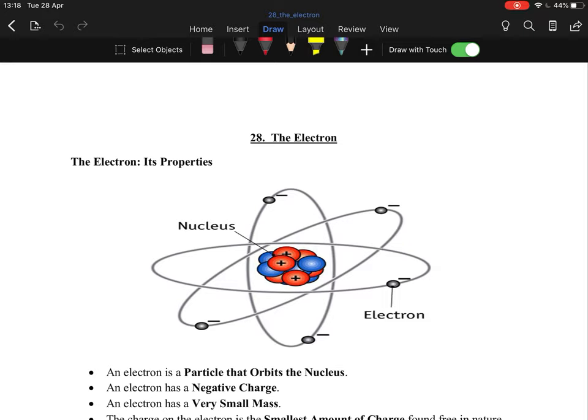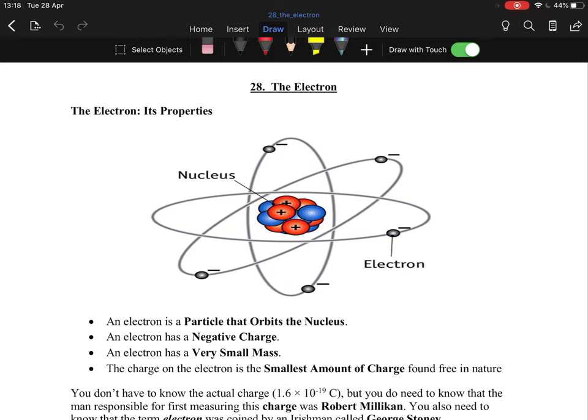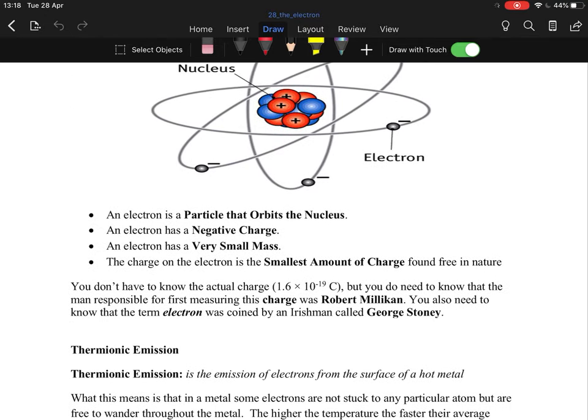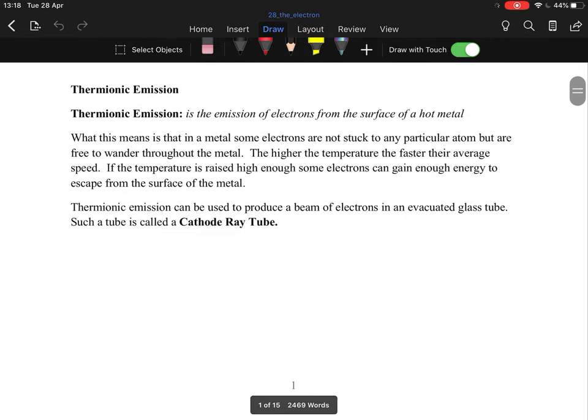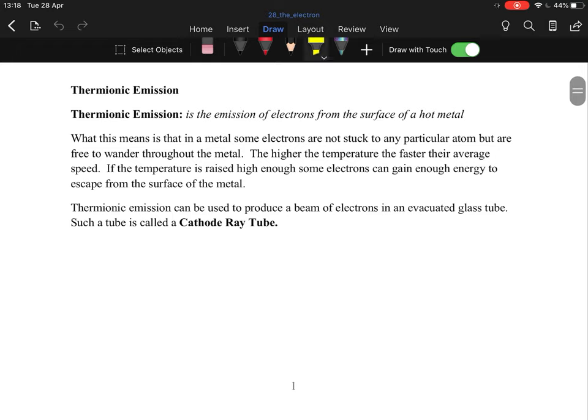Okay guys, what we're going to do is topic 28, the electron. This is fairly theory heavy, with a bit of maths, and then we move on to the atom, and finally fusion and fission, and then I'll look at the option question. Today we're going to focus on this one. This is just a quick recap of the electron. You can read that in your own time, guys, topic 28.